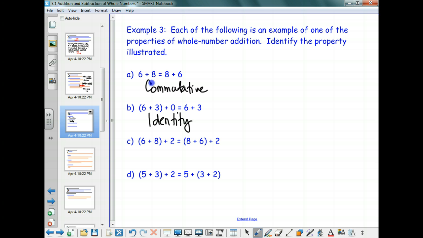Okay, so Heather says it's commutative. Why, Heather? Because all it does is switch the 6 and... Right. So it actually still has the same numbers inside each parenthesis, right? But what switched was the order of the numbers that were inside, and that's a commutative property. So this is maybe an odd way or a way that you haven't thought about seeing it, but this is the commutative property.